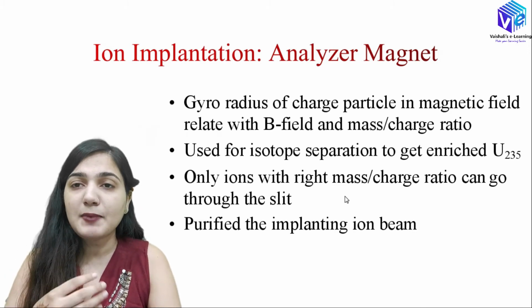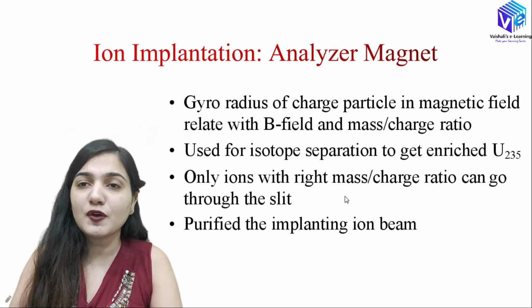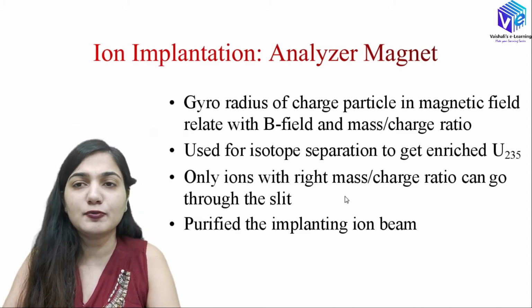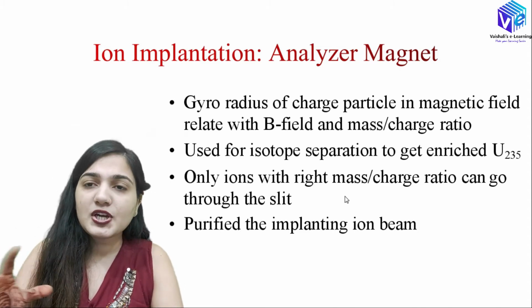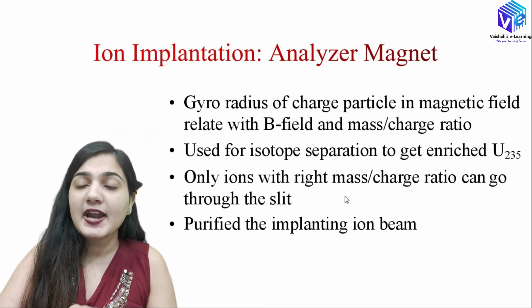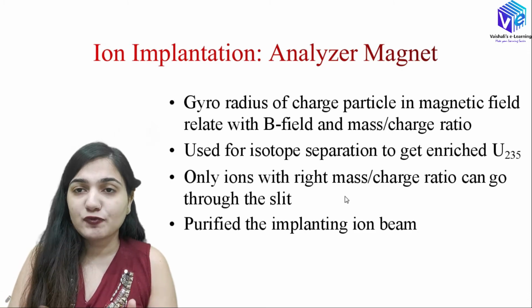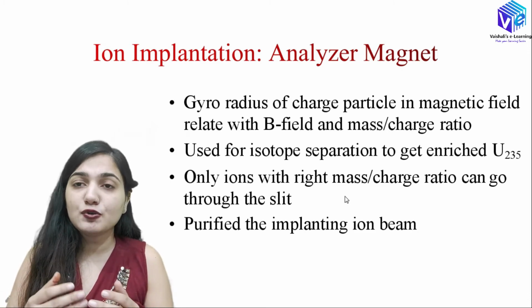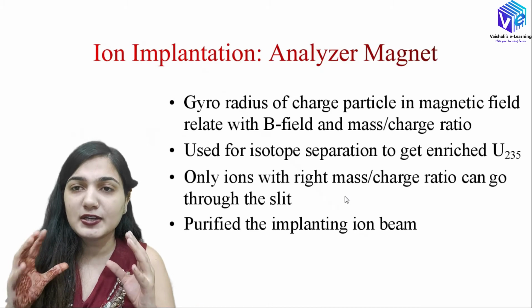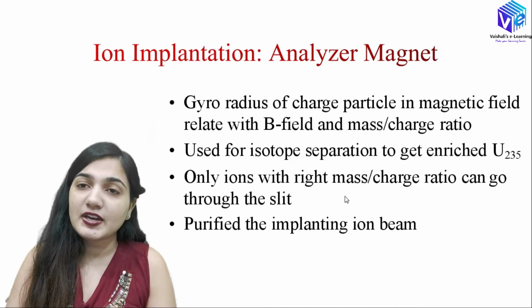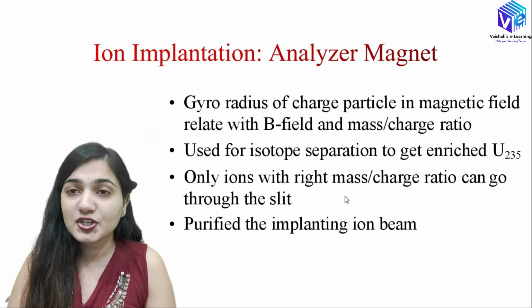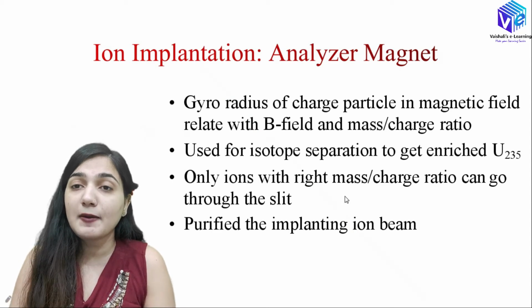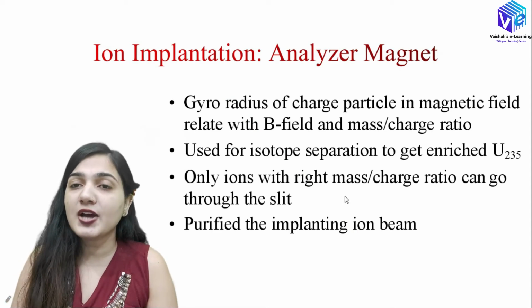But actually, in practice we have various isotopes of uranium, uranium-235, uranium-238 and many more, which are combined. They are present combined in nature. Now what we need to do to make the nuclear bomb is enrich the uranium-235. And how do we enrich the uranium-235? With the help of the specific mass to charge ratio.